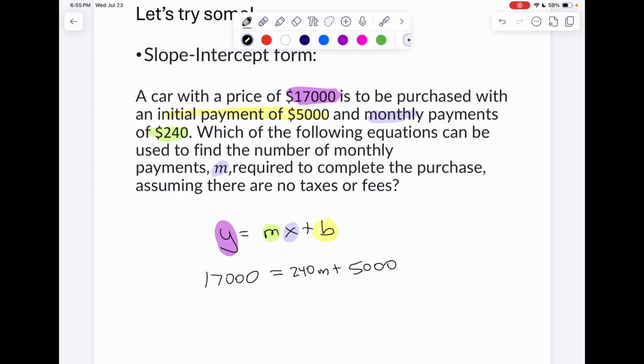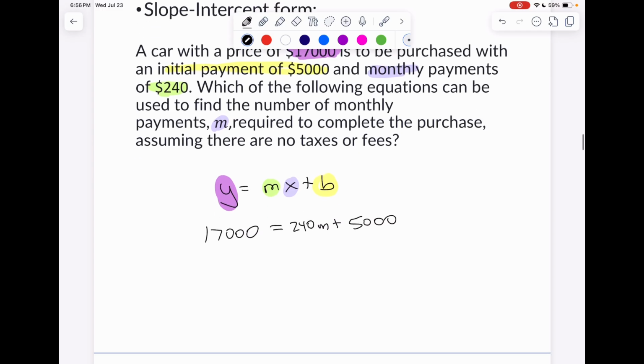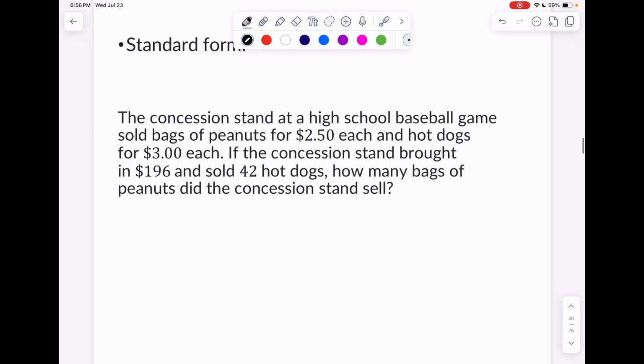So now we can solve for M here if we wanted to find the number of months it would take us to pay up to the total amount of money. So you can see here, this follows very closely the y equals mx plus b format. Now let's see one in standard form. So remember, our standard form is ax plus by equals c.